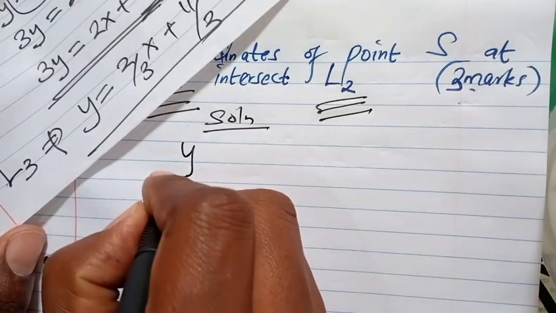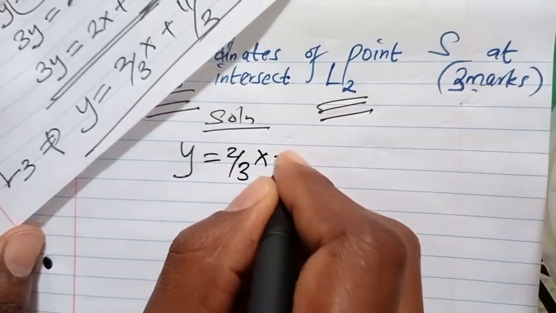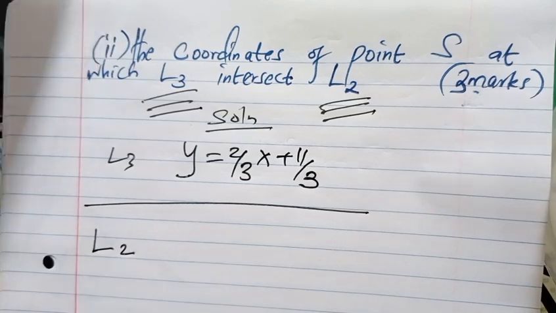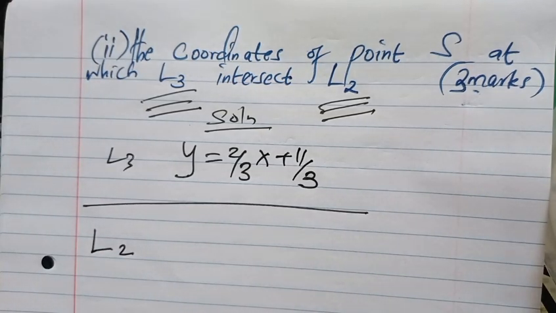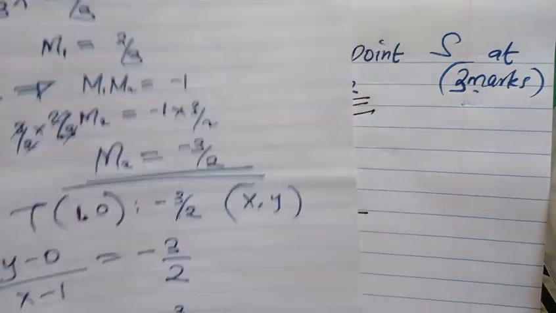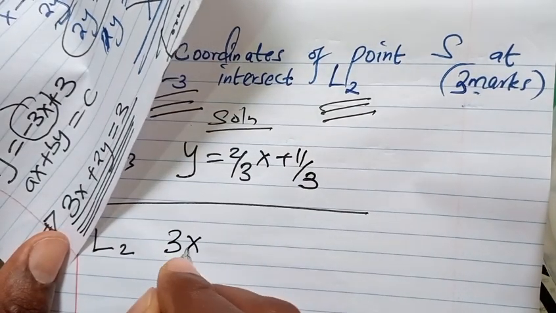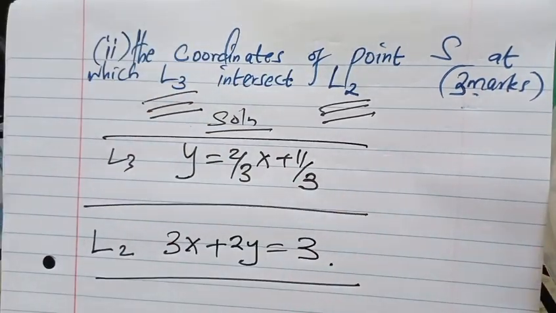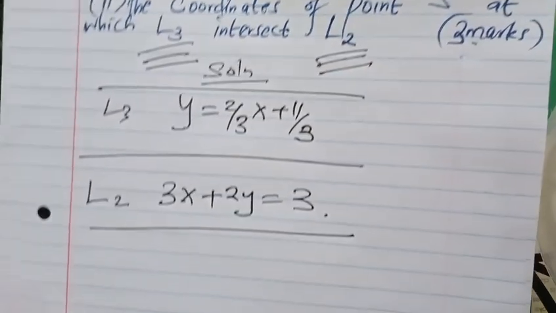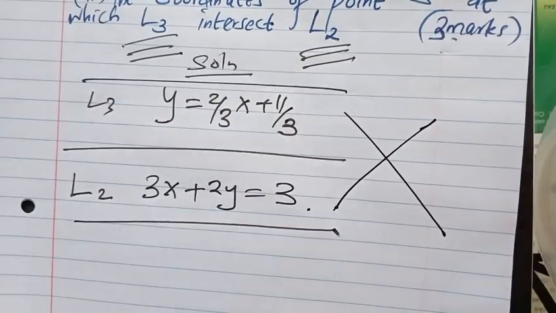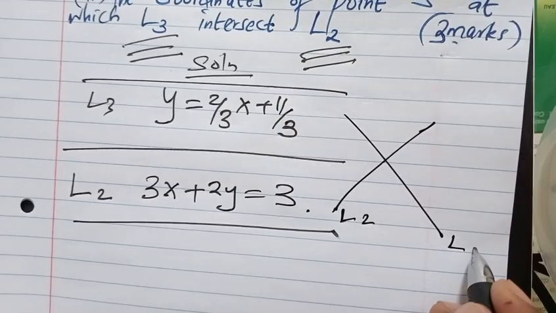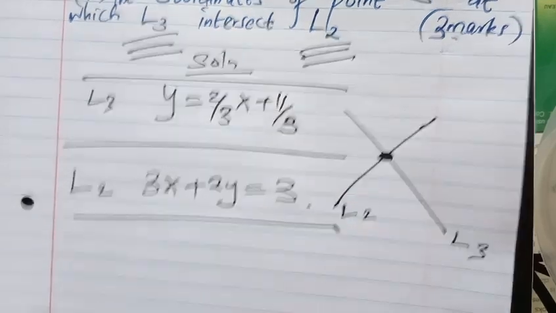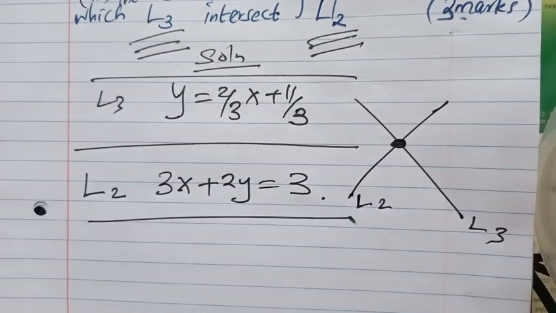This is y is equals to 2 over 3x plus 11 over 3. That is for line 3. Then line 2, equation for line 2, we have it here. Of course, we have 3x plus 2y is equals to 3. So these two equations are supposed to be equated for us to get the point of intersection. Remember, when two lines are meeting, let's say this is line 2 and this is line 3, that point of intersection is found by equating the two equations. But you have to arrange them in the form y is equals to mx plus c both.